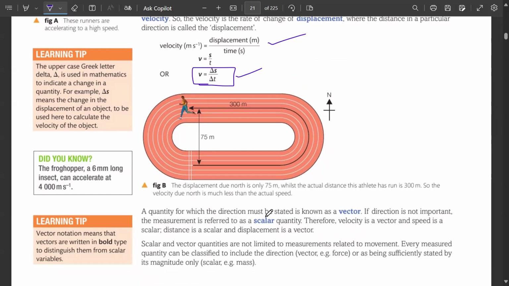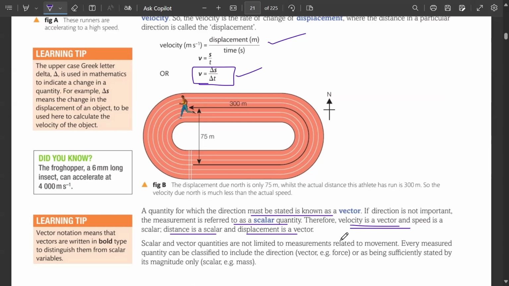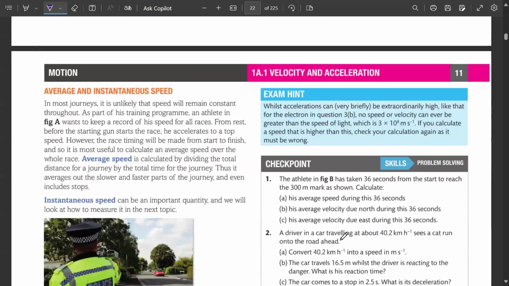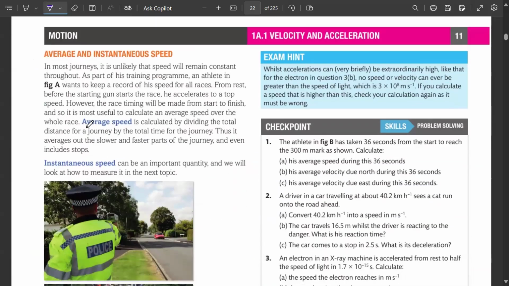A quantity for which the direction must be stated is known as a vector, and if a direction is not important, that measurement is referred to as a scalar quantity. Therefore, velocity is a vector and speed is a scalar, and distance is a scalar and displacement is a vector as well. Every quantity can be measured in its own unit, and we derive some of the units as well.